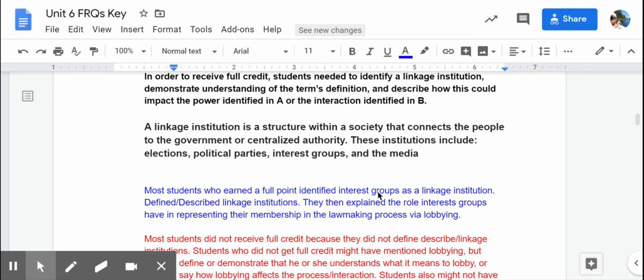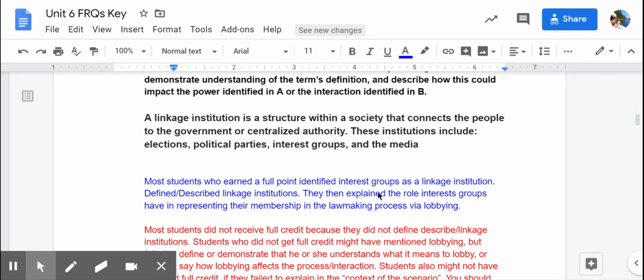Thirdly, explain here means you needed to identify a linkage institution. This could be political parties, interest groups, the media, or elections. You would need to define or describe your linkage institution. Fourthly, you would need to explain your linkage institution's impact on the bill to law process.